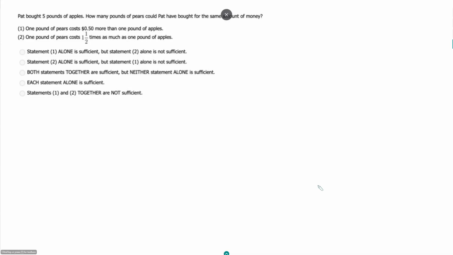then we need to know, so we're looking for how much money he spent on apples. So dollars spent on apples over, and so we want to find how many pears he can buy with that money. So we need to know the price per pear, or price per pound of pear.